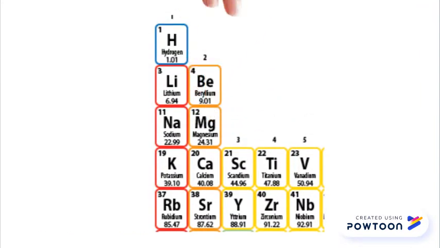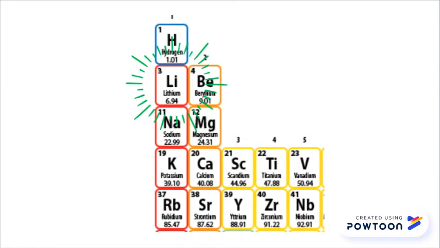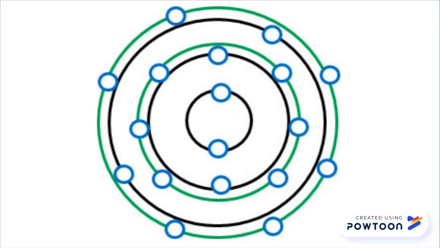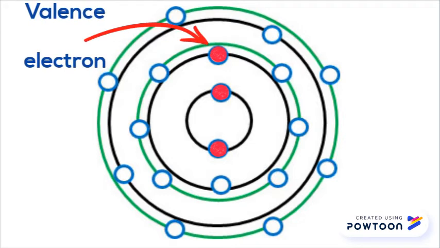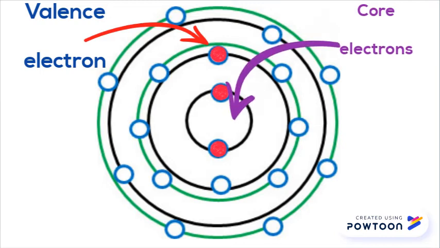The next element in the periodic table is lithium with 3 electrons. We can place 2 electrons in the lowest energy orbital, the 1s orbital, and the third electron in the 2s orbital with higher energy. This electron is the valence electron. The 2 electrons in the 1s orbital are the core electrons.